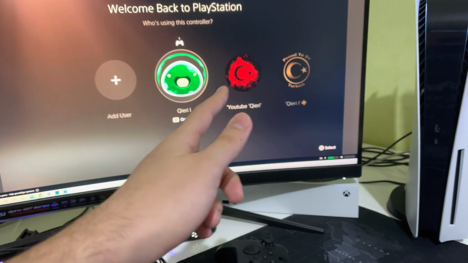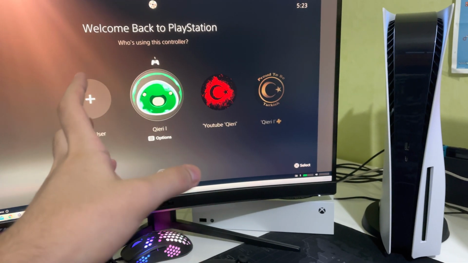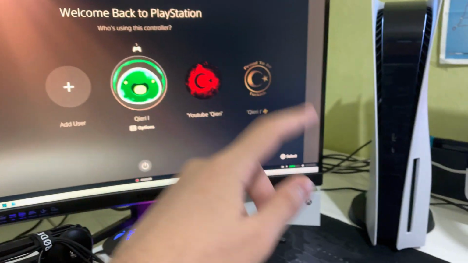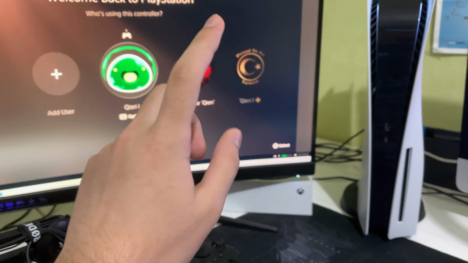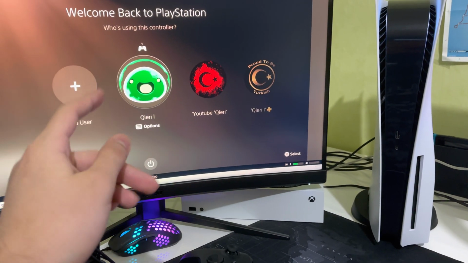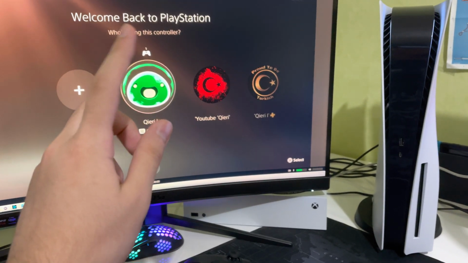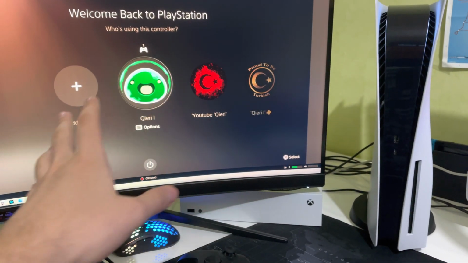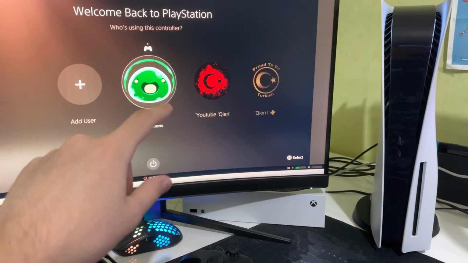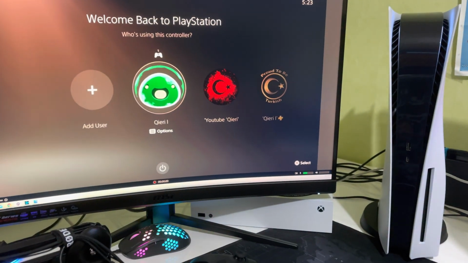And also, guys, I just want to tell you, if you are not using your disc, if you're not playing a disc game, I suggest you get your disc out of your PlayStation 5, because it causes problems. I don't know why, but it causes problems. It makes a lot of sounds. So if you are not playing the game that's on your disc, just get it out, guys. And I don't really suggest you get discs anymore, because it causes so many problems for me.